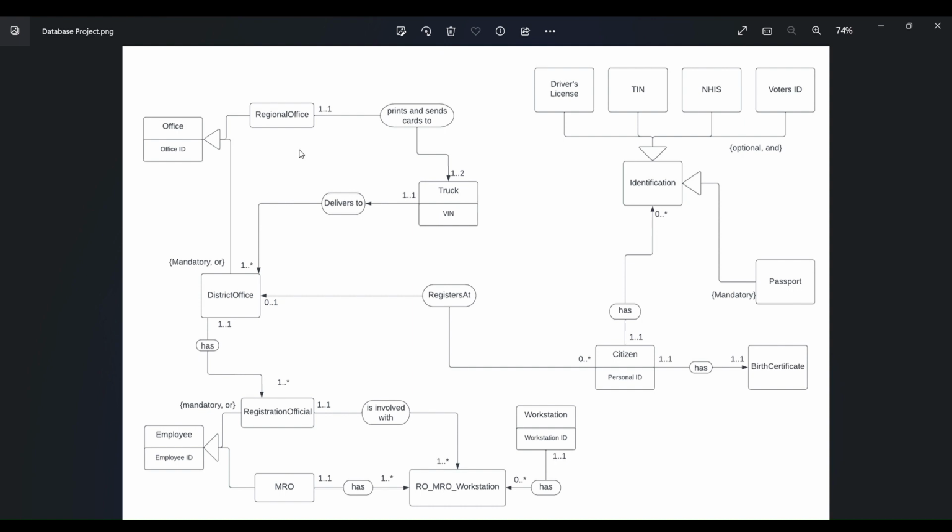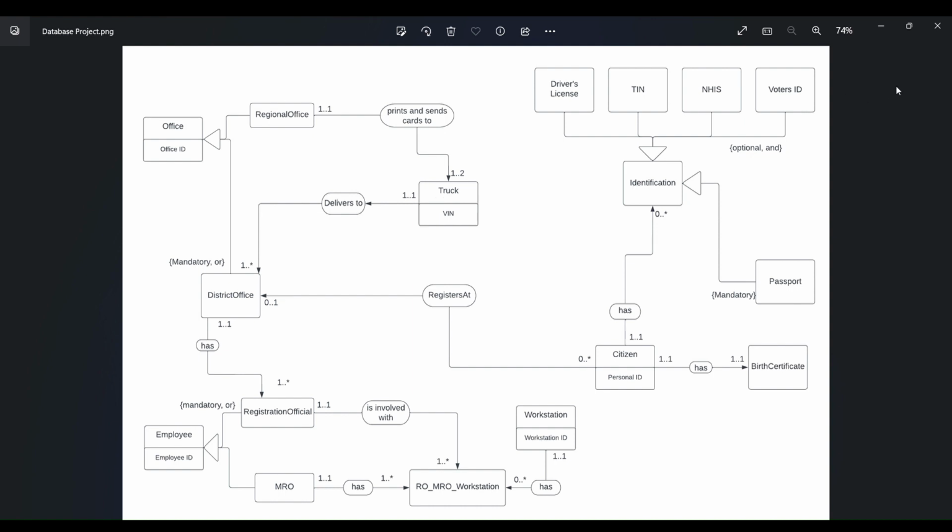So each regional office has exactly one or two trucks. Since they require at least one for transporting this and at most two, this is how the relationship is represented. Then the truck delivers the cards to the district office.